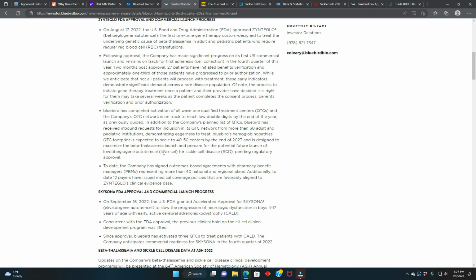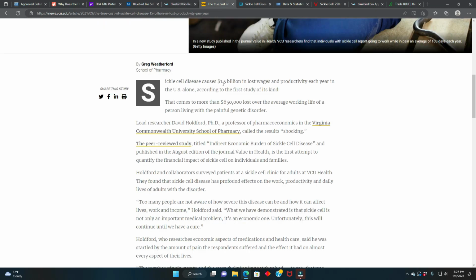So they are already doing all the groundwork, preparing for the approval from the FDA for lovo-cel, so that when it does become approved, which in my mind, there's no doubt about it, it will be approved, they can hit the ground running and market it immediately and start treating patients immediately. Moving on, let's talk about sickle cell, okay? So here, this is huge.